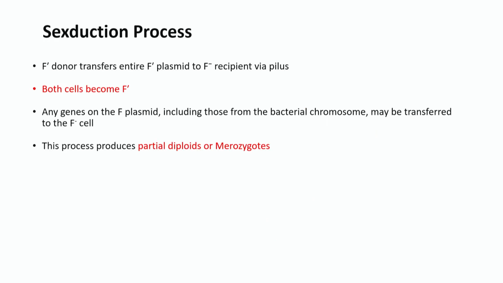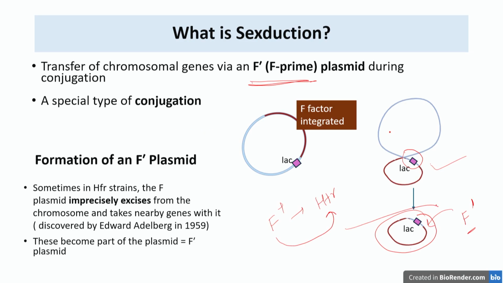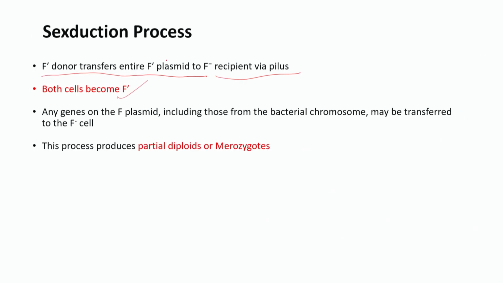So in the sexduction process, the F prime donor transfers the entire F prime plasmid to the F minus recipient cell. So what does it mean? If this is part of a bacterial cell, the same way as F plus combines with F minus and F minus becomes F plus, in the same way this small F prime plasmid, when transferred to an F minus cell, will make it an F prime cell, because it can completely transfer, unlike the Hfr strain. So both the cells become F prime.